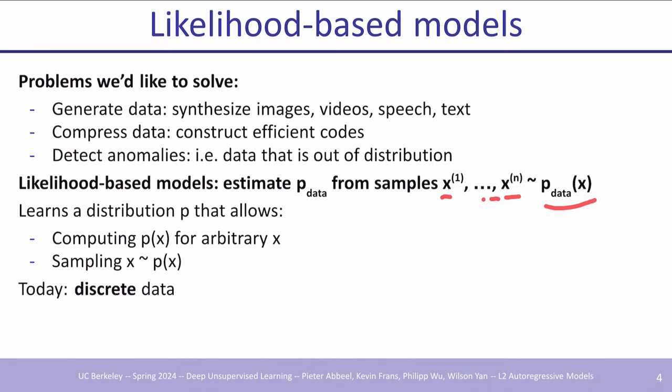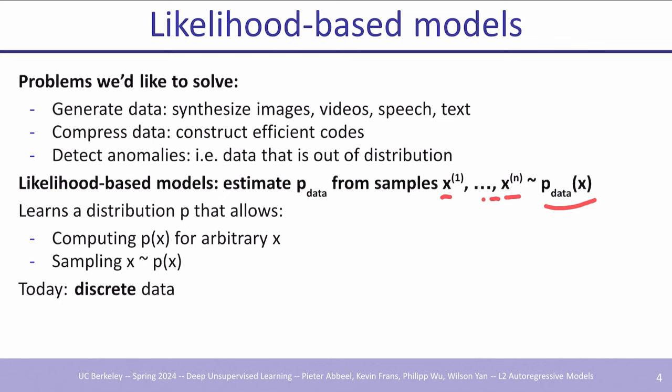That model computationally should allow us to compute the probability of x for arbitrary x. So you give a new x, maybe it's images that you're training on, you give a new image, you should be able to compute the probability of that image under the distribution that you learned, and you should be able to sample, ask the model to generate a new image in that case, or new text if you train a text model, and so forth.